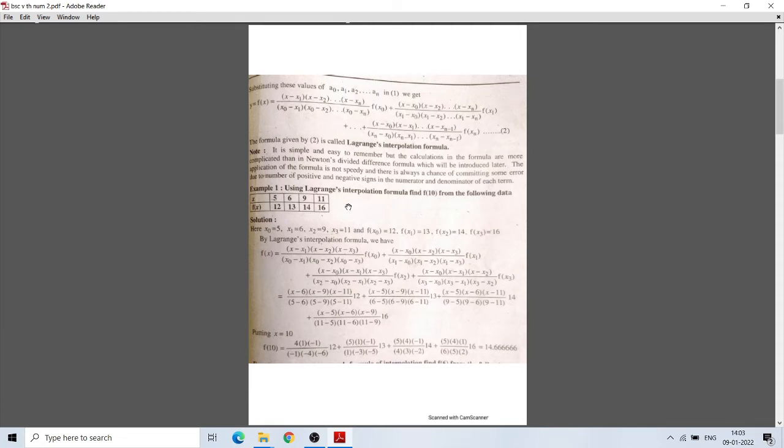Then after this we go to one simple example, using Lagrange's interpolation formula to find the value of the function. Using Lagrange's interpolation formula, find f of 10 from the following data. The x values are 5, 6, 9, 11. The f of x values are 12, 13, 14, 16.